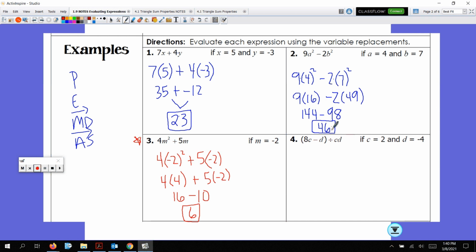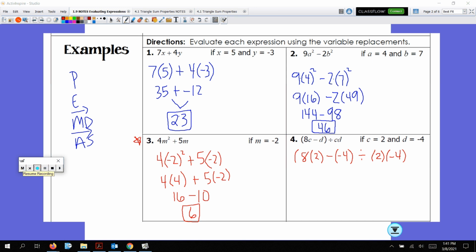All right. Number 4 is getting kind of crazy, but I see another negative, so be careful about those. They always seem to get me. All right, I'm going to keep this stuff in parentheses, but I'm going to plug in the numbers. So I have 8 times 2 minus, this minus is not related to the value of D, -4. All of that divided by C times D, which is 2 times, I'm just going to put them both in parentheses because why not? -4 like that.